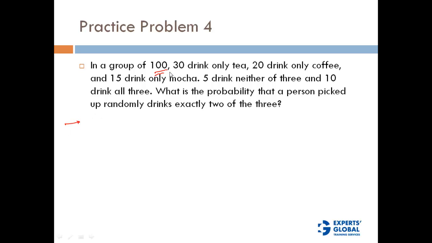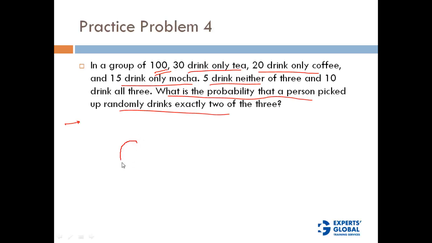In a group of 100, 30 drink only tea, 20 drink only coffee, and 15 drink only mocha. 5 drink neither of the 3 and 10 drink all 3. What is the probability that a person picked at random drinks exactly 2 of the 3? Okay, the simplest way to do it is form a Venn diagram.